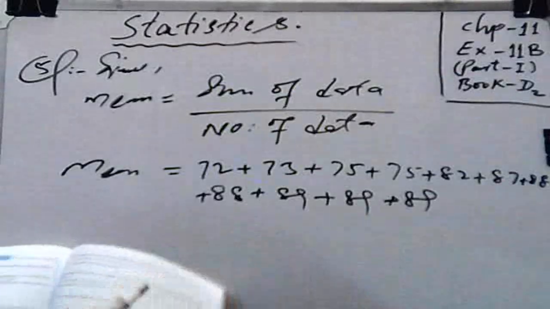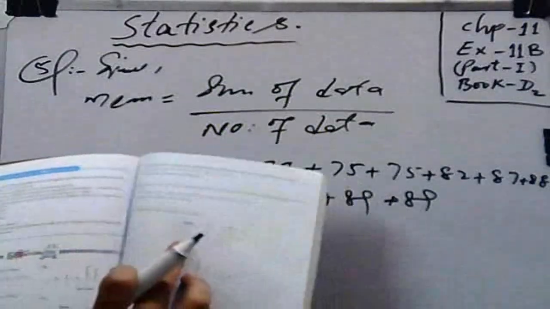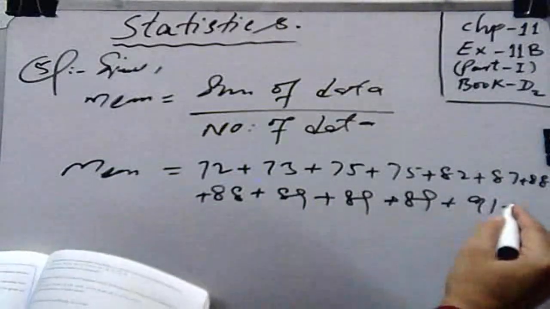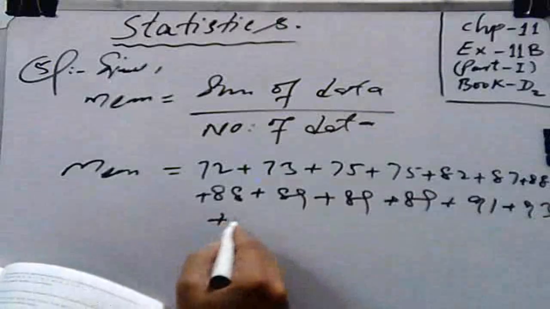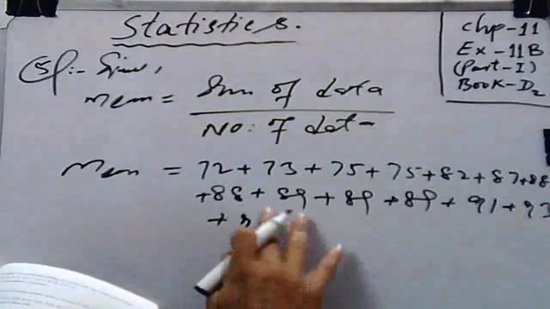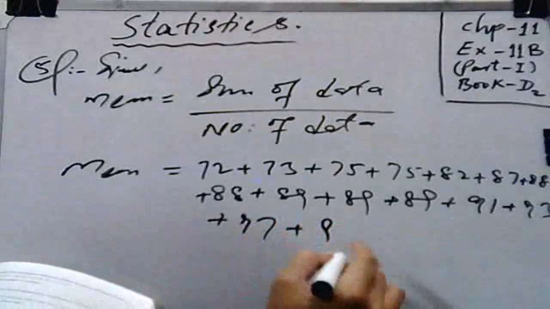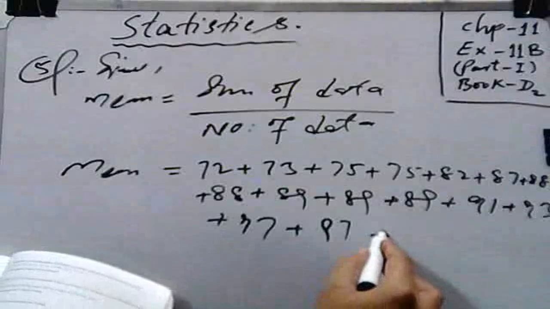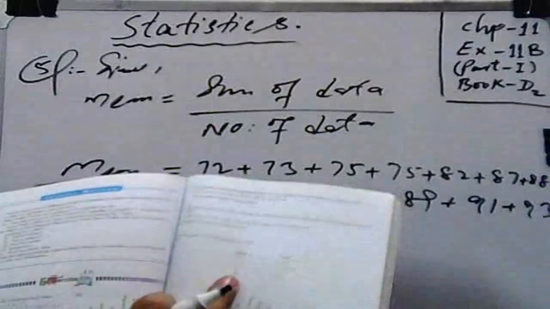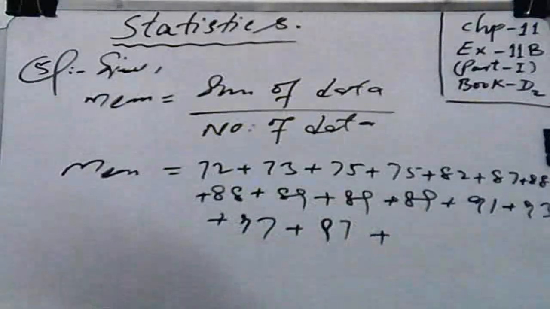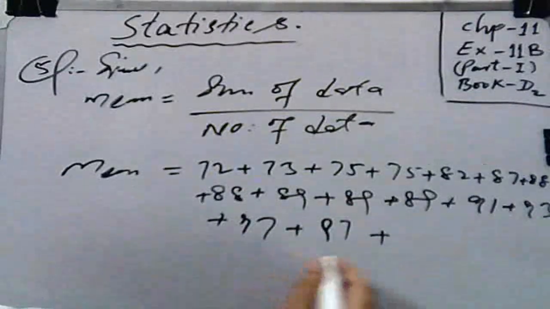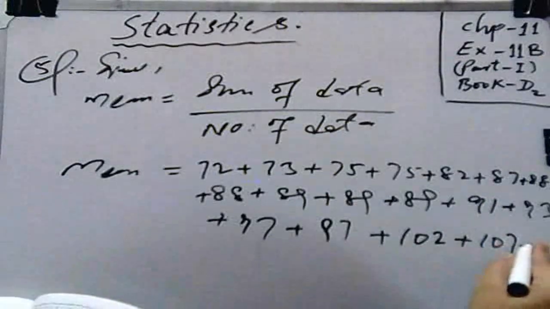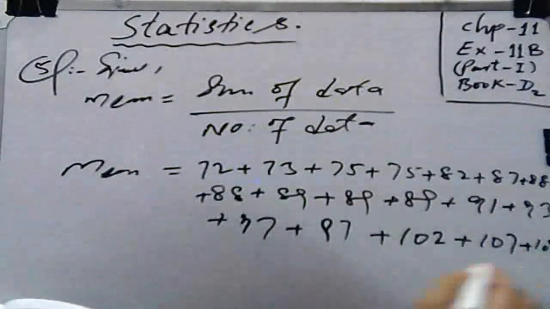Now the third step is 9 in your textbook. You can write 91 plus 93 plus 97 plus 97, with 97 two times. Similarly, the fourth step is stem 10. You can write 1002 plus 1007 plus 1008.